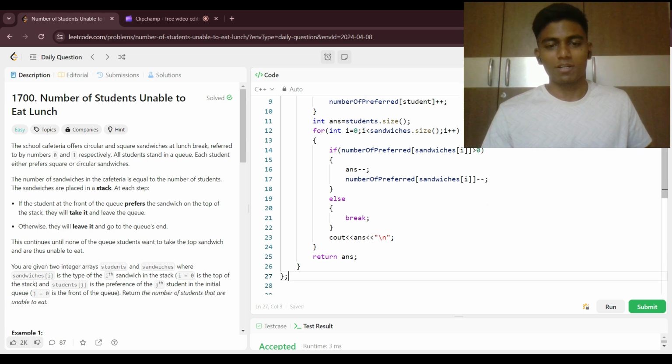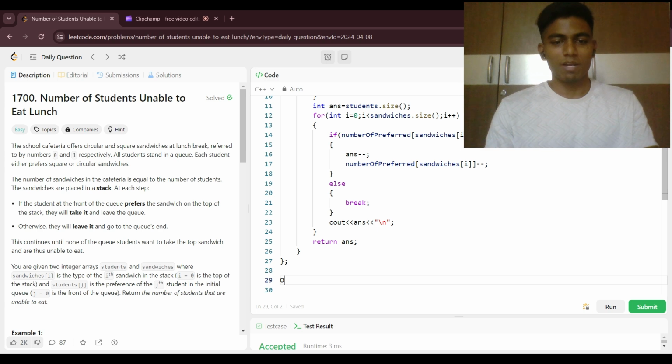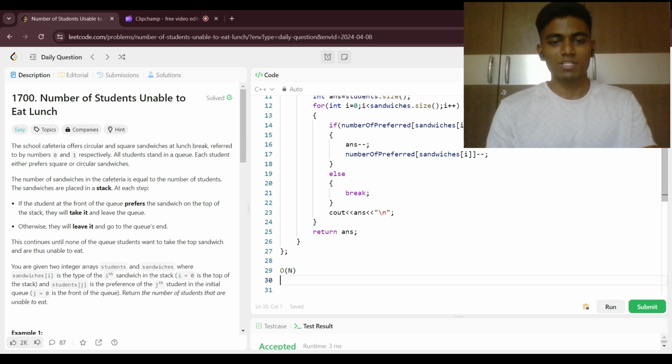So let us see the time and space complexity. The time complexity is going to be big O of n, and the space complexity is going to be big O of 1.